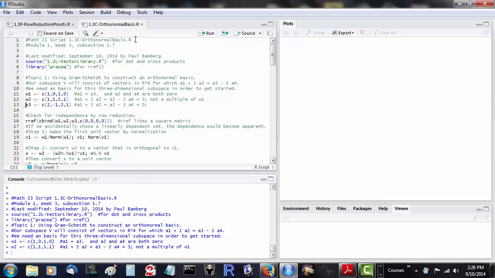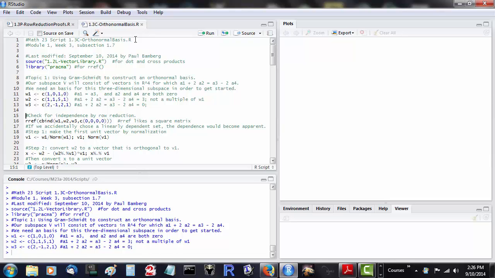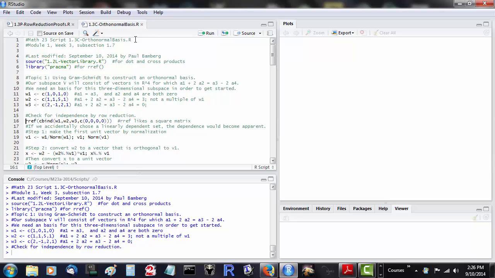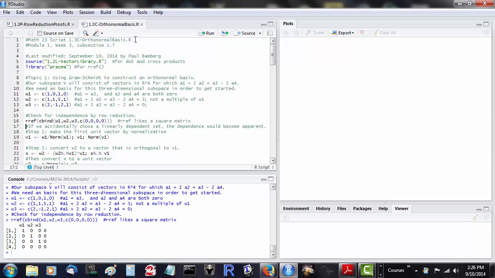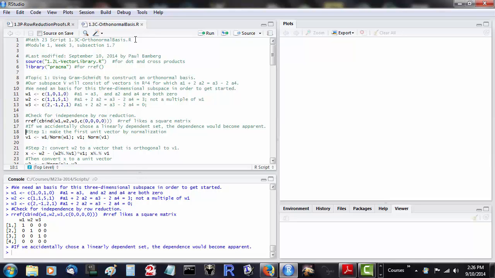We think we've constructed independent vectors, but we can check that. We bind the three vectors into a matrix, slap on a column of zeros because RREF really likes to work with square matrices, and when we do the row reduction, we discover we get three pivotal ones. We've got three independent vectors. Now we can start the Gram-Schmidt process.